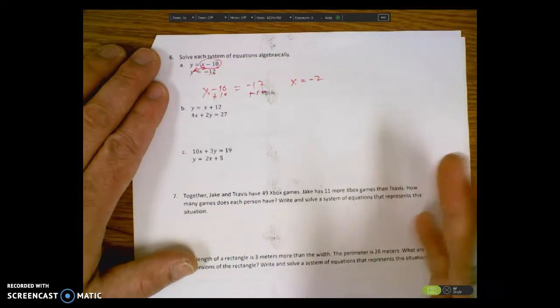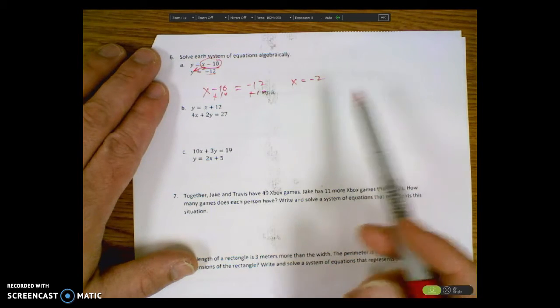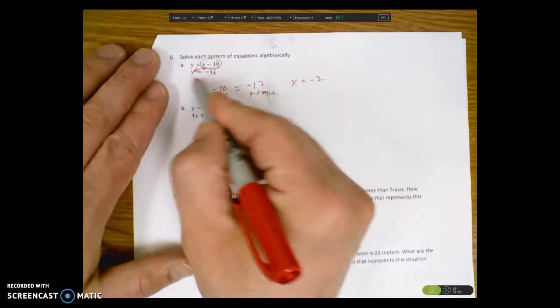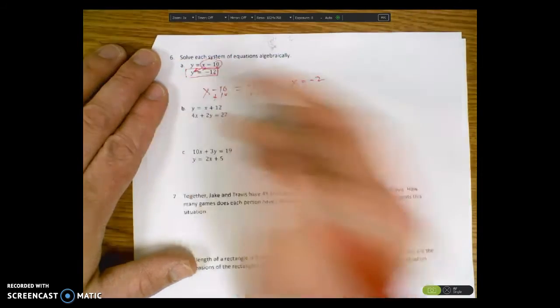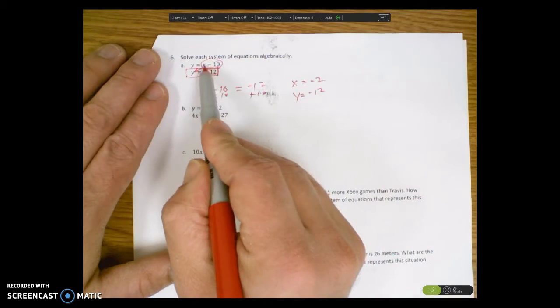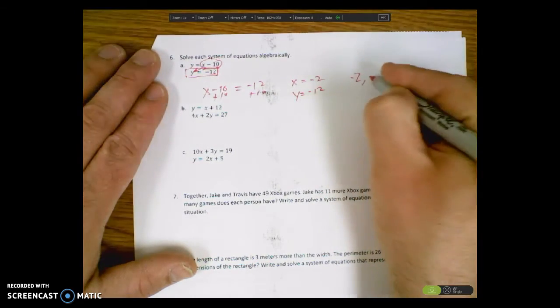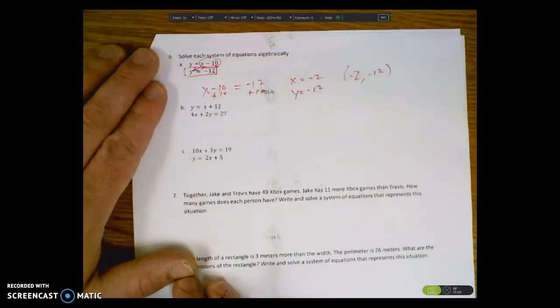But remember, when you solve a system, you need to get the y value as well. The good news here, though, is that it's already solved for y. It doesn't happen very often. y equals negative 12. You could also plug negative 2 into here. Negative 2 minus 10 is negative 12. So we would have got negative 12 either way. And we usually write that with an ordered pair.